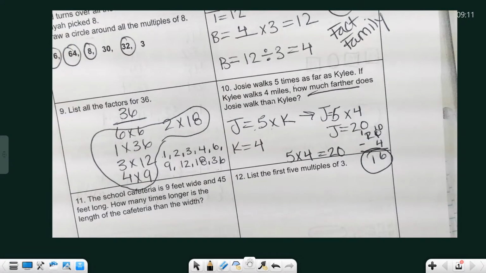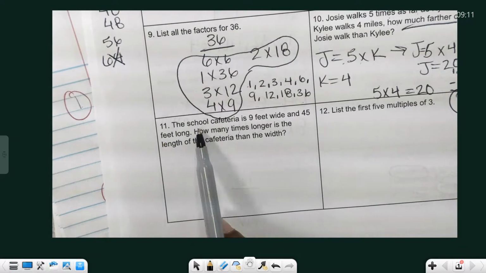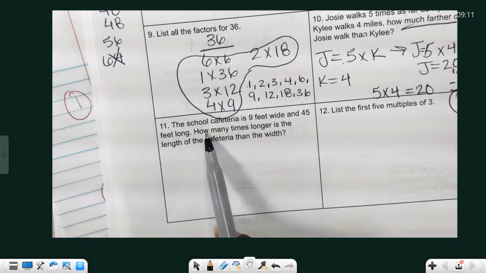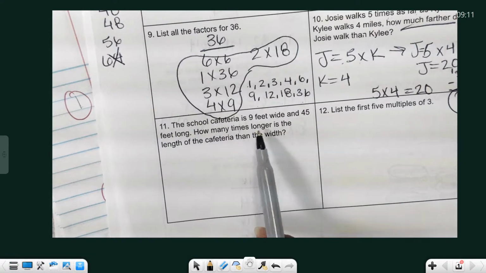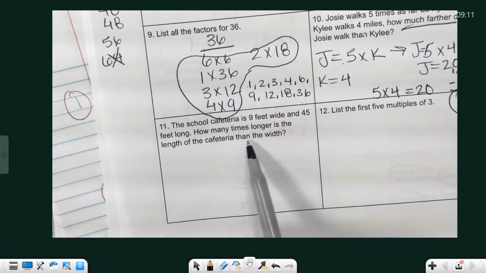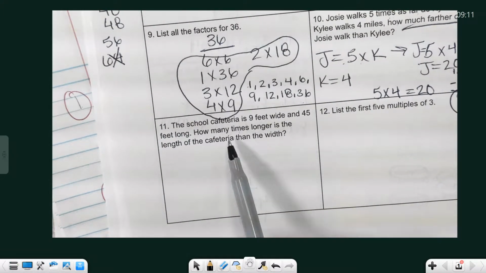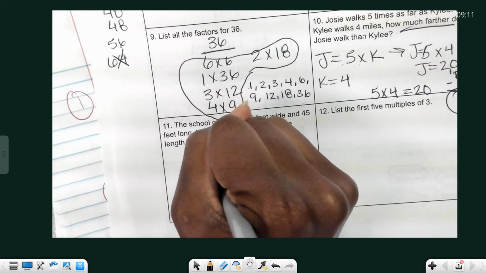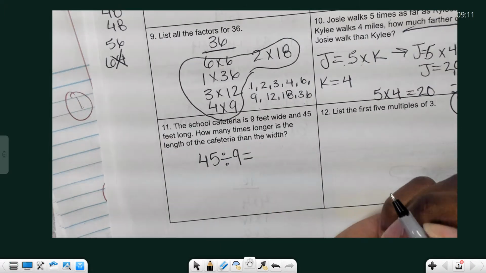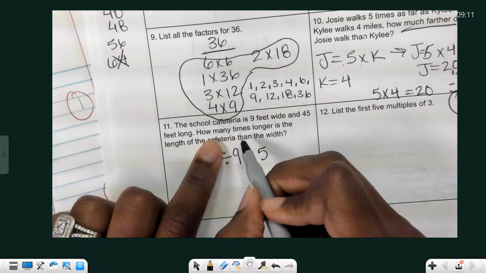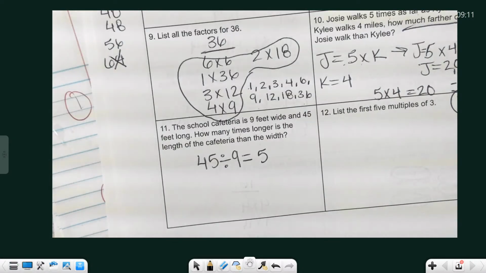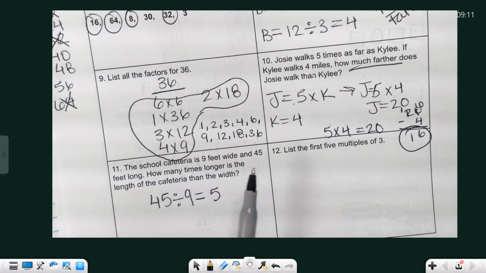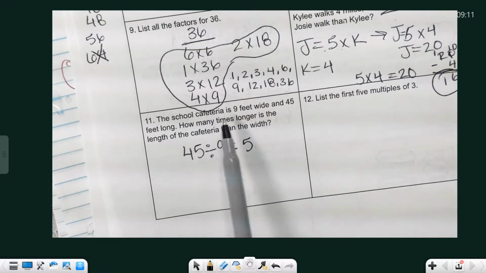All right. Number 11. The school cafeteria is 9 feet wide and 45 feet long. How many times longer is the length of the cafeteria than the width? 45 divided by 9, which equals 5. That's right. You have to be careful though, because remember with the last one we had to do some extra. You didn't have to do anything extra here. It just says how many times longer.